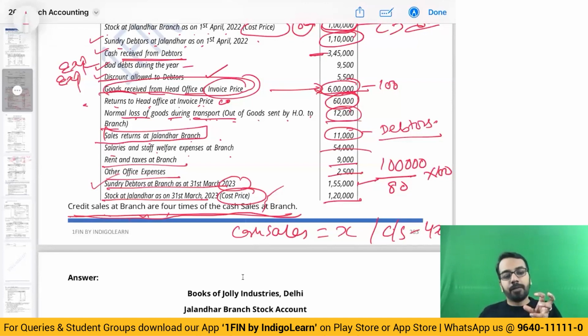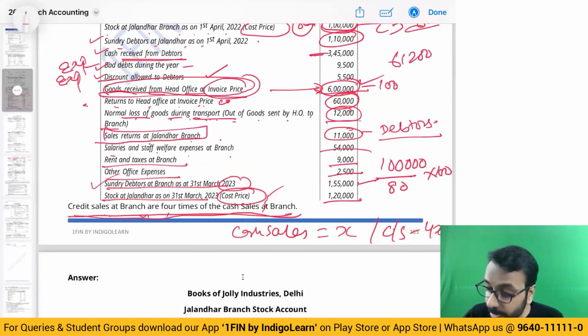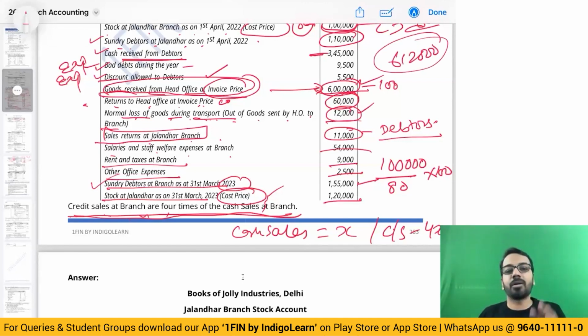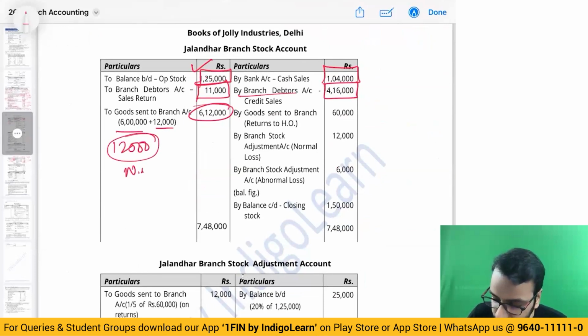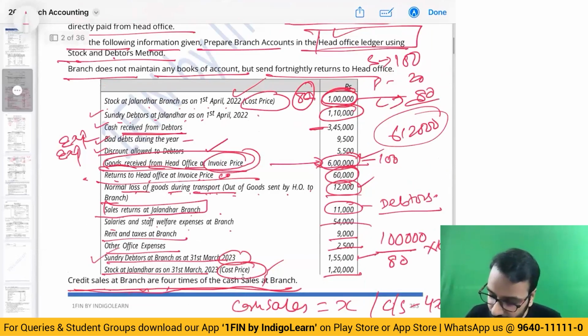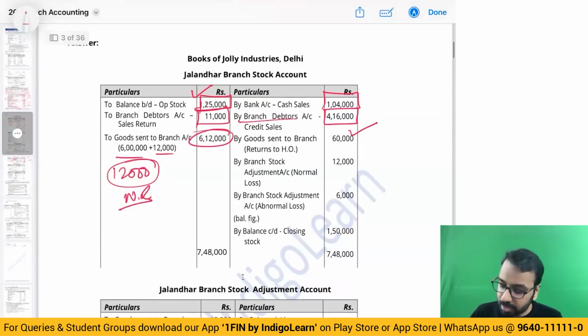Means what? They received 6 lakhs. But from my side, I had sent 6,12,000. And this 12,000 is normal loss. So whatever is the normal loss is part of our trading expenses only. So that also should be considered. So total sent 6 lakhs plus 12,000, 6 lakhs 12,000. And the 12,000 is the normal loss which has been incurred. Then we have returns to head office 60,000.